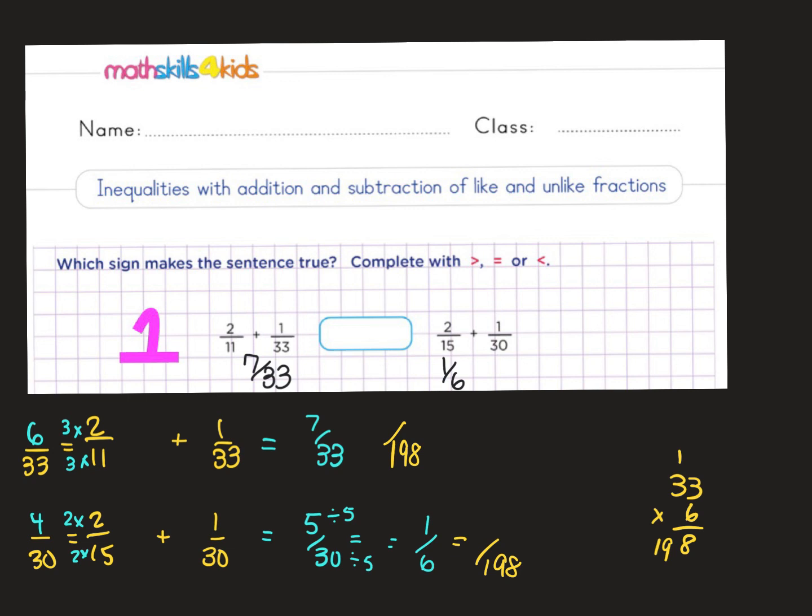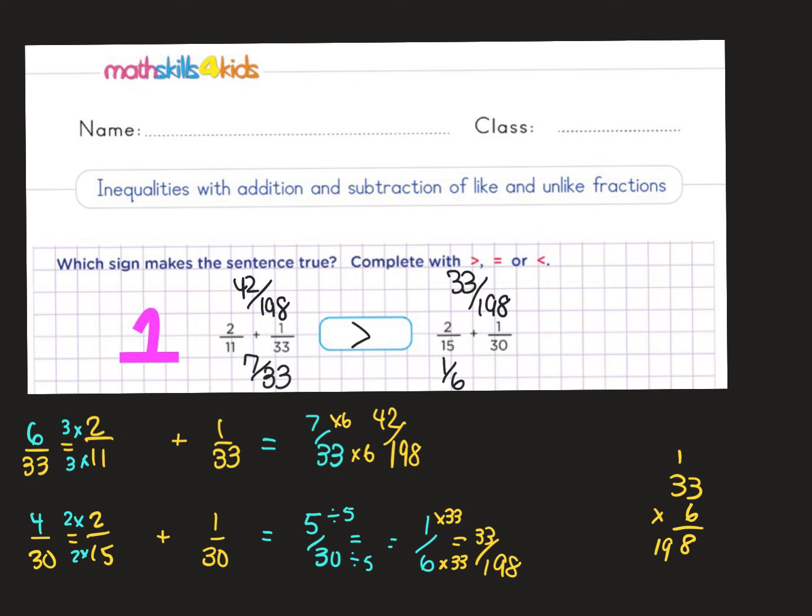Now I got to figure out my numerators. So how did I get there? What did I do? Well, I multiplied this guy by 6. So I get 42 over 198. And I multiplied this guy by 33. So I get 33 over 198. So who is larger? 42 over 198 or 33 over 198? 42 is larger, so the alligator mouth goes that direction.